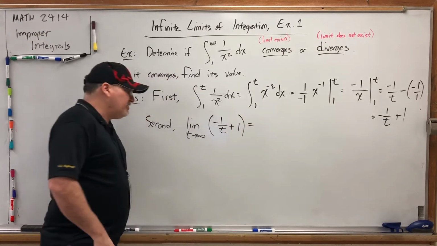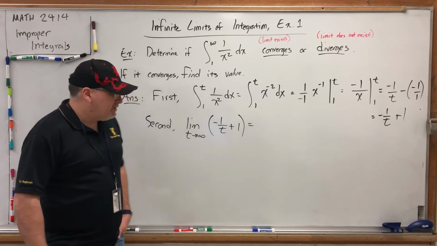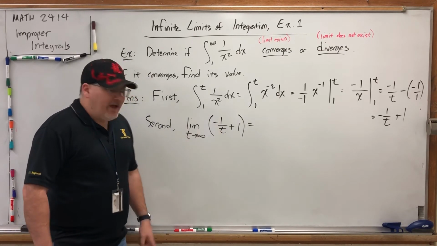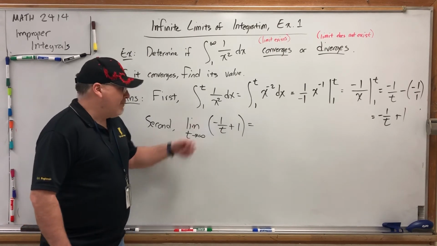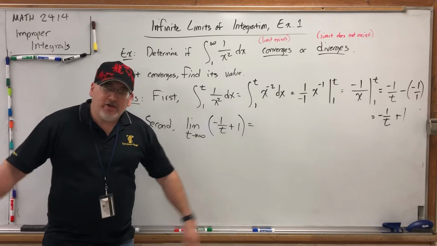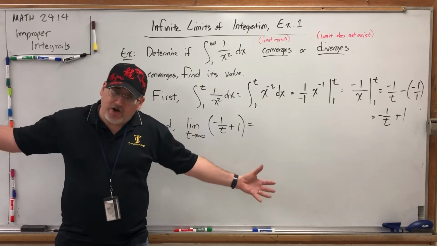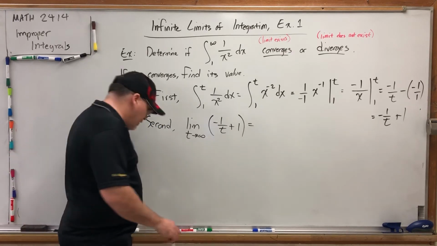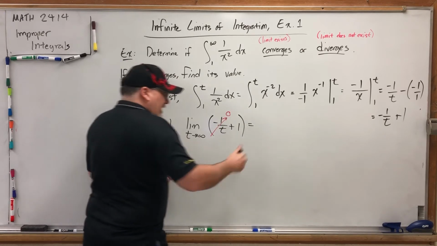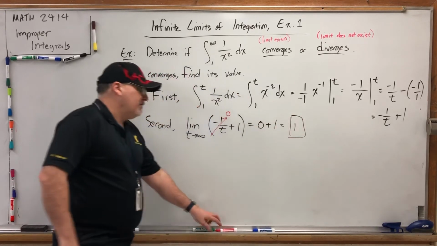Well, this is pretty easy. You don't even need the rules we talked about in the previous video to do this. Just use some common sense. The t is living underneath a 1, and the t is going to infinity. I have a fraction whose numerator is static and whose denominator is exploding. And in a fraction, when the denominator gets larger and the numerator just sits there, the fraction collapses down to 0. In other words, this limit is 0, and so we get 0 plus 1, which is equal to 1. And that would be the value.